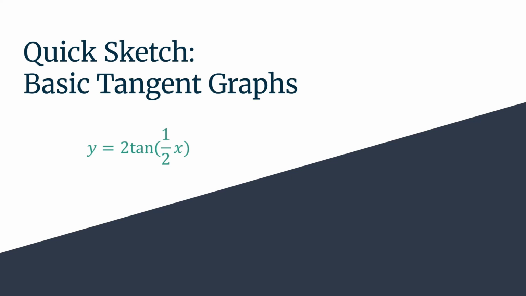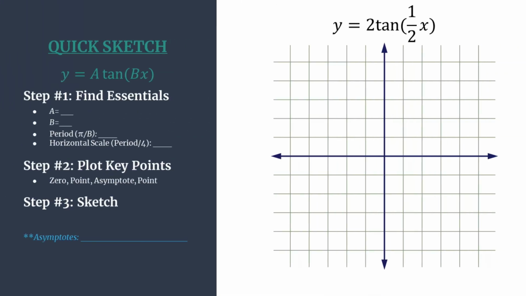Today we're going to walk through how to make a quick sketch for the basic tangent graph of y equals 2 tangent of 1/2 x. So to guide you, on the left I have the general form of a tangent equation and the 3 steps we're going to walk through. So step 1 is to find our essentials. We really break everything down and analyze so that we can easily create this graph.